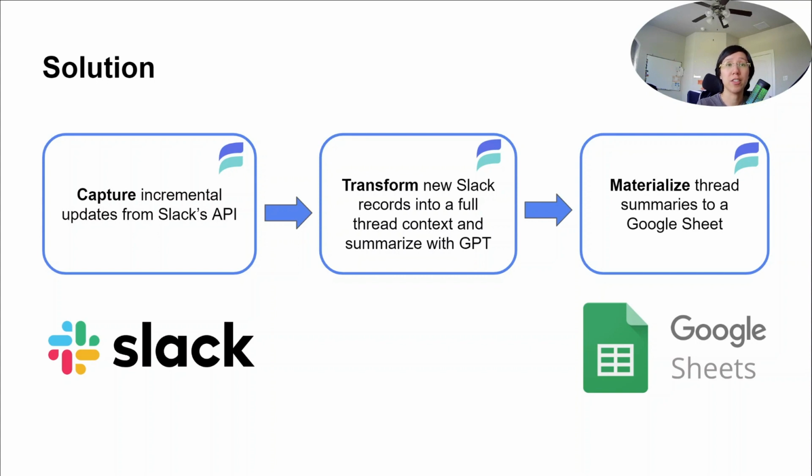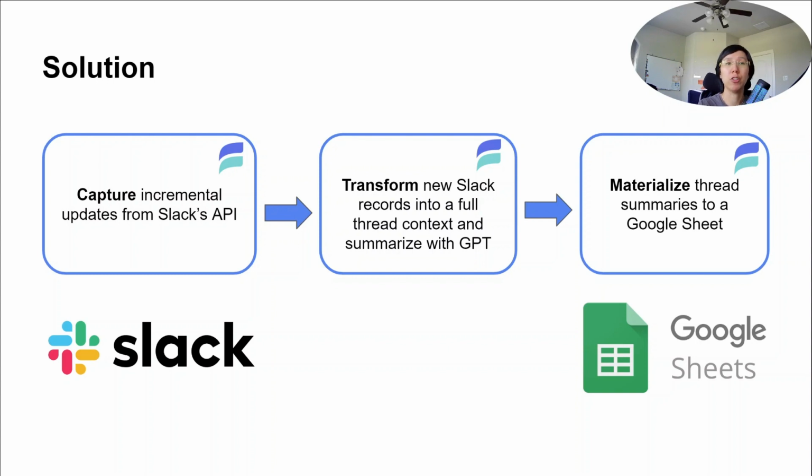At its core, this is a pipeline with distinct capture, transform, and materialization phases. We first capture incremental updates from Slack's API, then we transform new Slack records into a full thread context and summarize with GPT. Lastly, we materialize thread summaries to a Google Sheet.